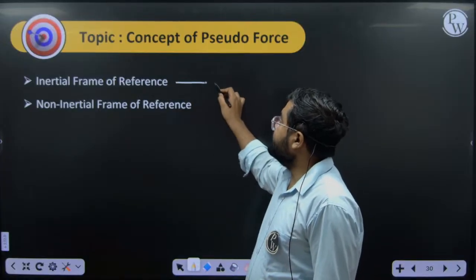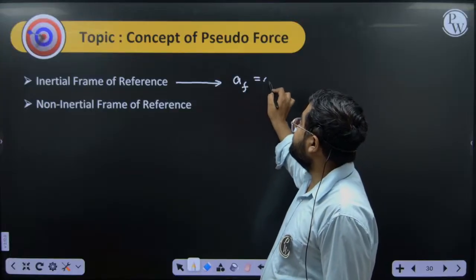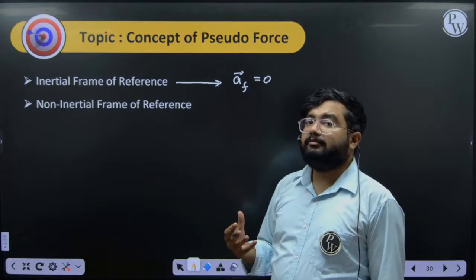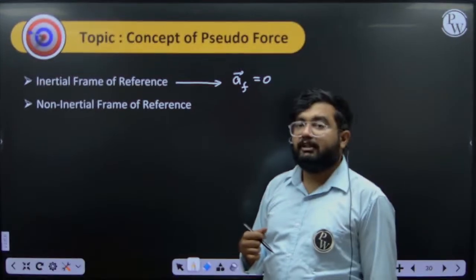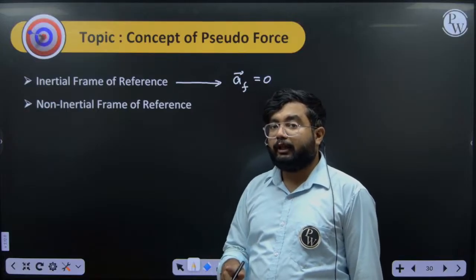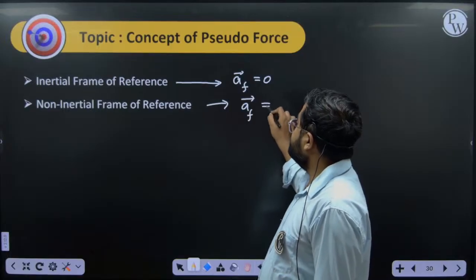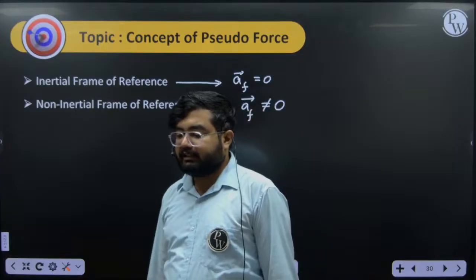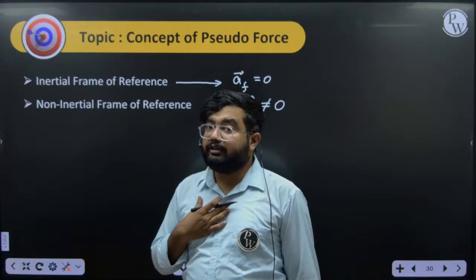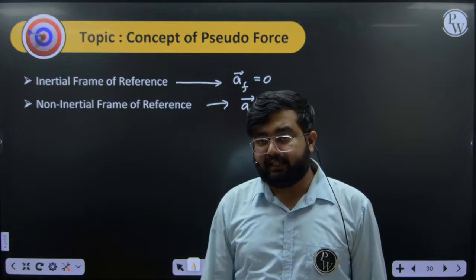What is inertial frame of reference? Acceleration of the frame is 0. Then it is known as inertial frame of reference. The frame from which you are watching is not accelerating. Suppose you are sitting in a car moving with constant velocity. You are in an inertial frame. What is a non-inertial frame? Acceleration of the frame is not 0. Now, if you are sitting in a car and the car starts to accelerate, so now you are in the car frame and the car is accelerating, you are in a non-inertial frame. Okay, so simple.